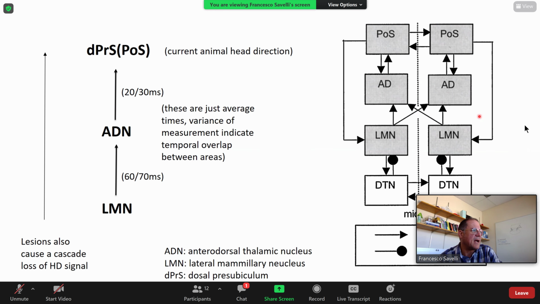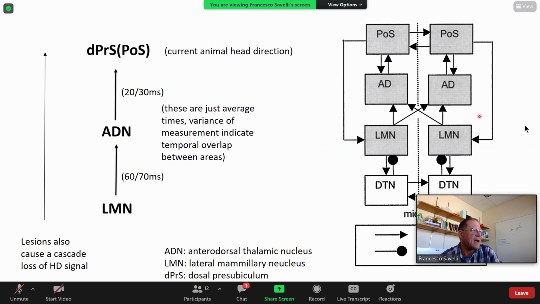And indeed, if you lesion here, then you don't get head direction cells here. If you lesion here, you don't get head direction cells here. But if you lesion here, what happens is that you still find head direction cells here, but they are not capable of using landmarks anymore. And so again, because we rushed last week, I'm bringing back those slides so that we can put them in context of this mechanism that we've been studying.